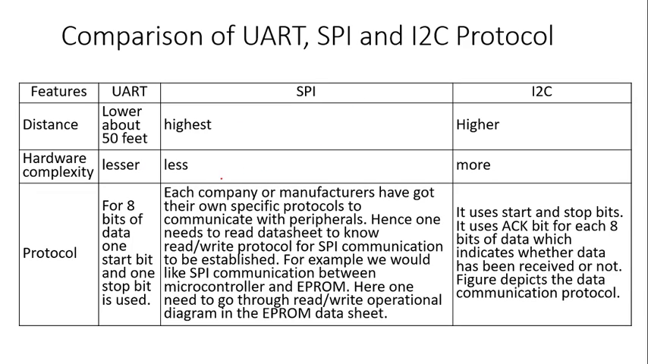For SPI, it is less, and for I2C, it is more. Then how the protocol works for the three communications. For UART, the protocol is for 8 bits of data, one start bit and one stop bit is used. For SPI, there are different ways you can specify the protocol for different peripherals. But normally, in case of SPI, you are not giving the overheads there, because for every peripheral you are using separate pins.